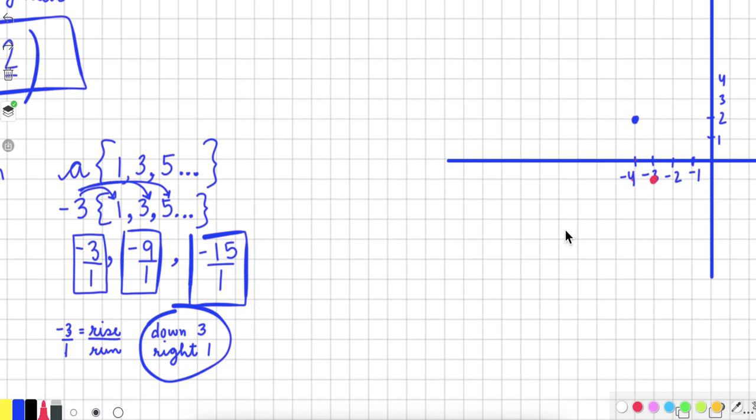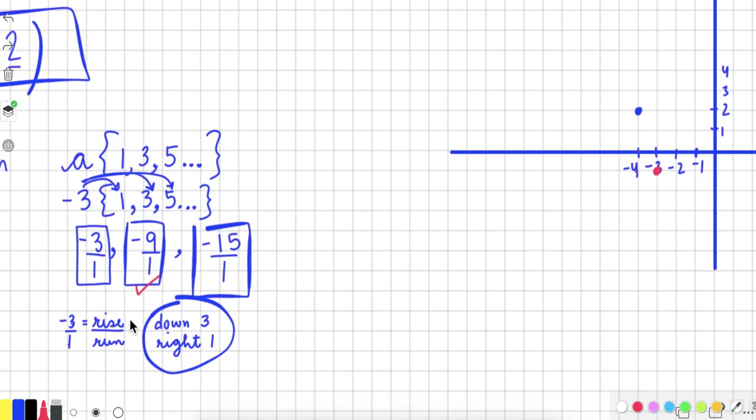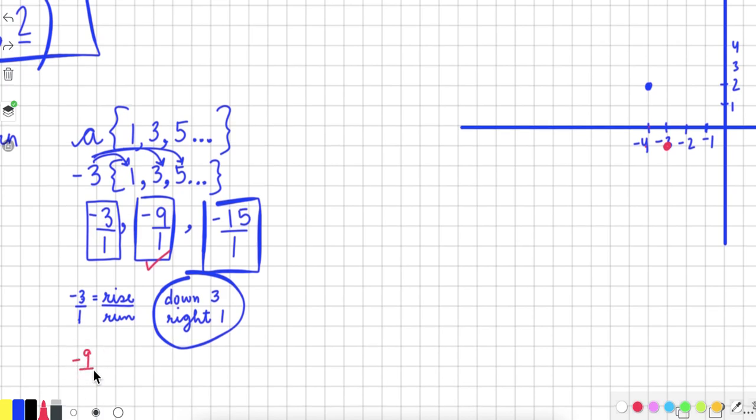Now, if you want to find out where the next point is gonna be, look at the next one over there, negative 9 over 1. Following the pattern here, negative 9 over 1. The top is the rise here and the bottom here is the run. Again, as we learned here, rise means going up or going down. If it's a negative number, we will go down. So this is the negative 9 here.